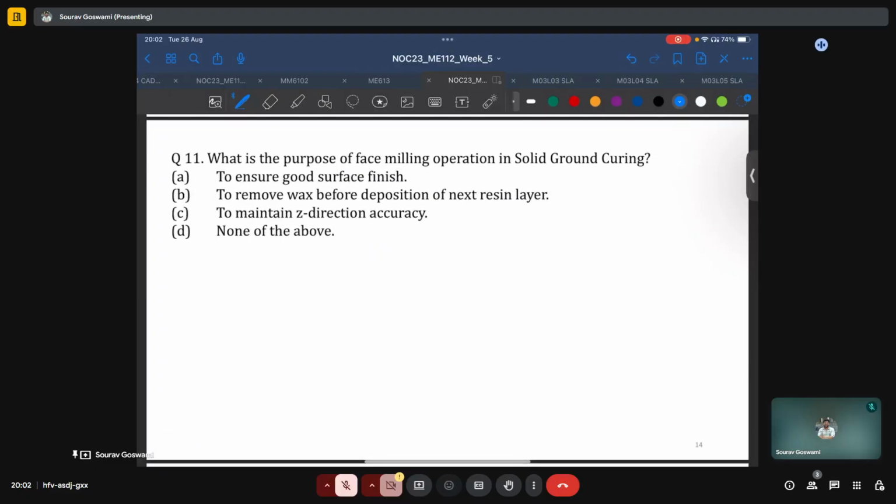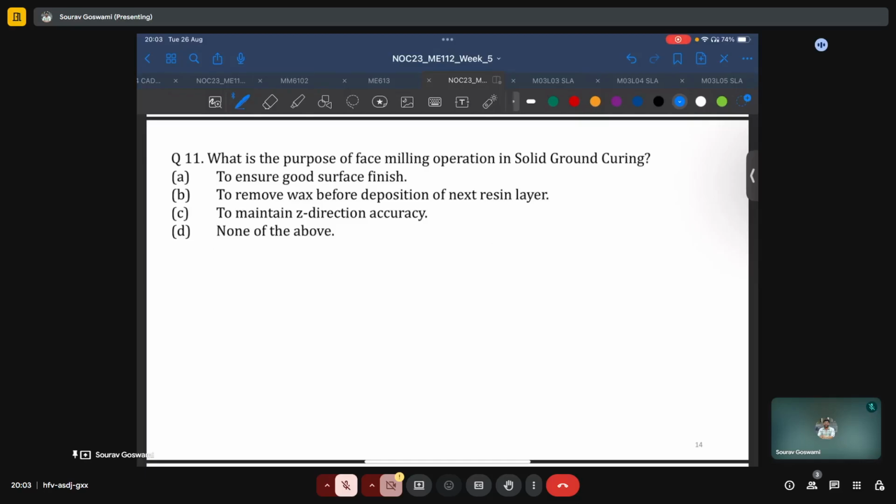The next question is asking us, what is the purpose of the face milling operation in solid ground curing, which we saw? Was it to ensure a good surface finish? Was it to remove the wax before deposition of the next resin layer? Was it to maintain the Z direction accuracy? Or none of the above?